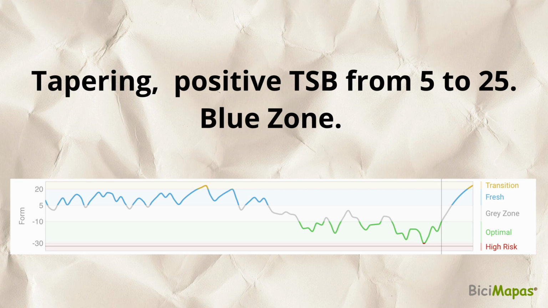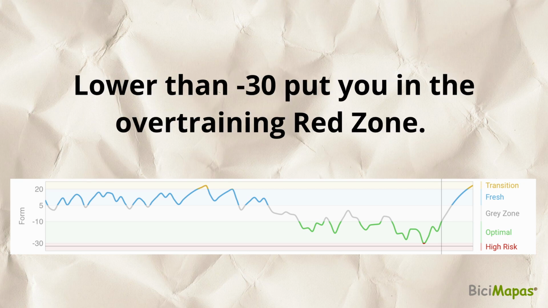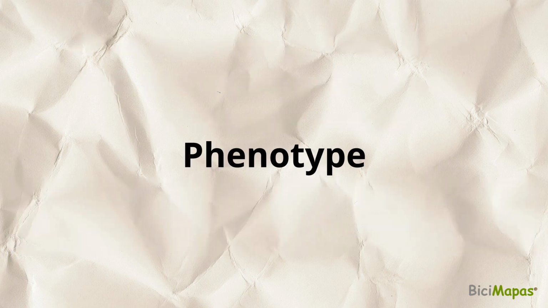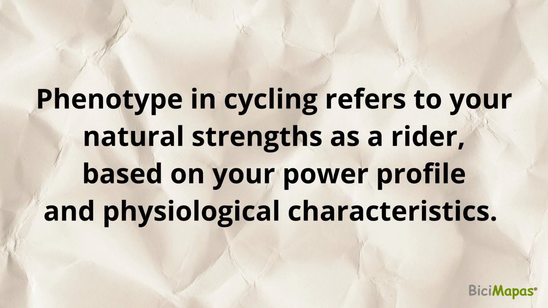Tapering for a race. Before an important event, you want a positive TSB from 5 to 25 to be fresh but not detrained. Values lower than -30 put you in the overtraining zone and should be avoided. Consistent negative TSB of -30 or lower means you may need extra recovery days. A TSB above 25 means a prolonged rest period, such as that between seasons or as recovery between two major events.